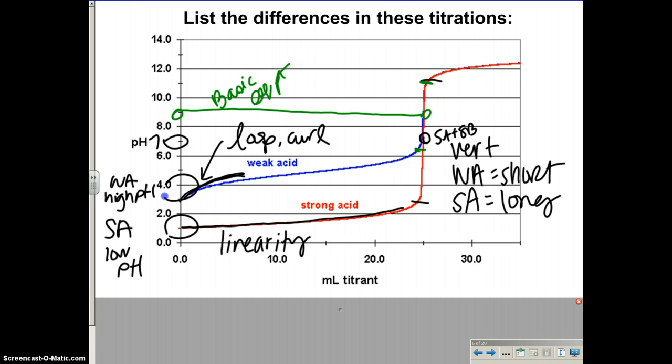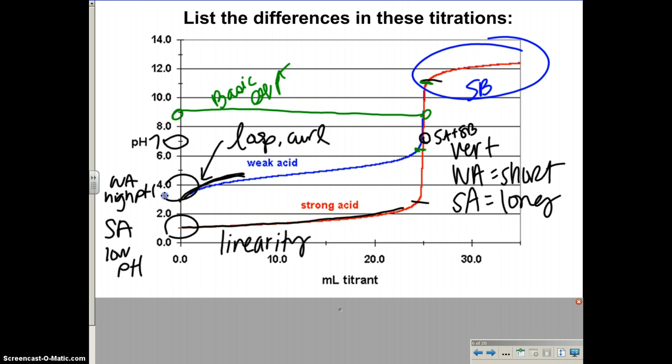Also, in the end, the two curves overlap one another here because the only thing at that point that's present in the solution is your strong base. So there's nothing else controlling the pH but the strong base. So if you're using the same amounts or the same molarity, you're going to end up with the same shape curve at the same points.